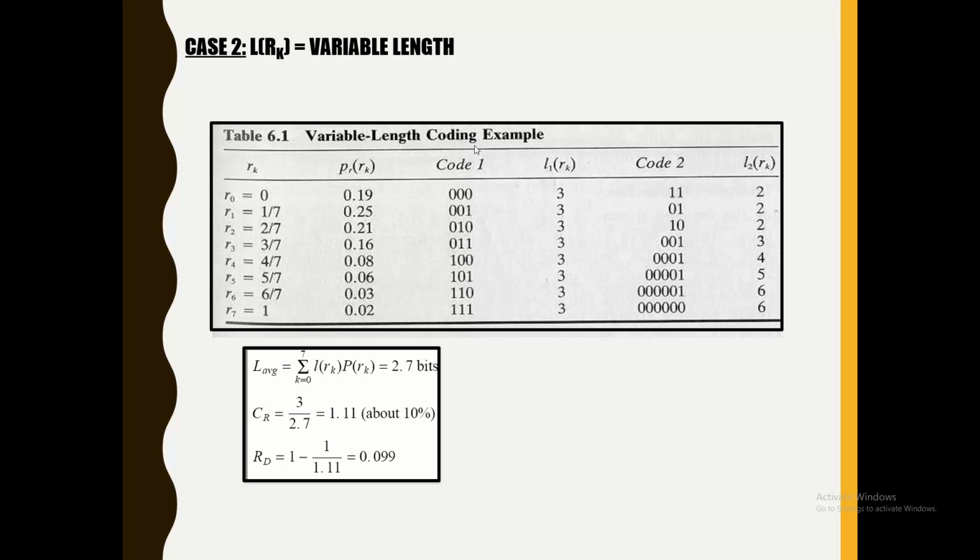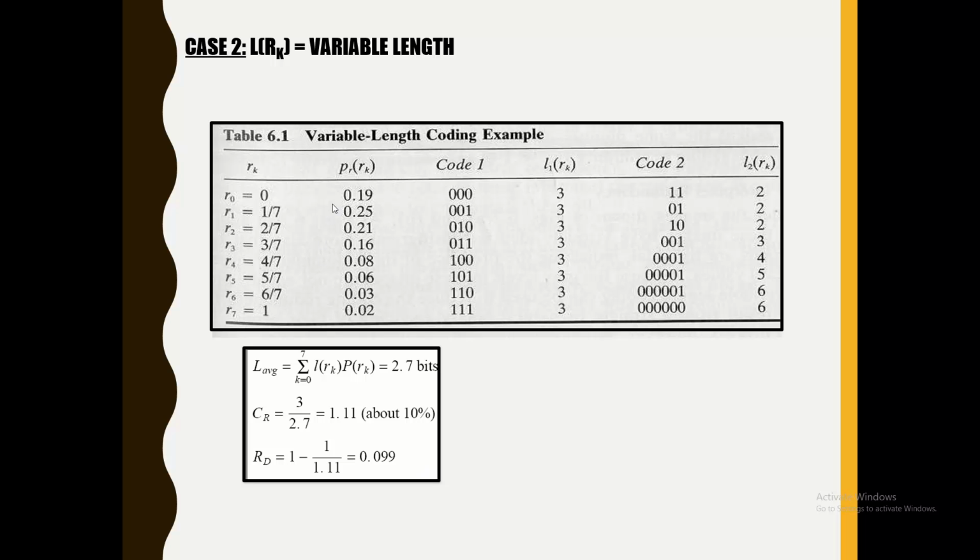In this case, with variable length coding, for the first 3 gray levels we are using a code word length of 2 bits. For the next one I am using a code word length of 3, for the next 4 bits, the next 5 bits, and for the last 2, 6 bits. So the average length is 2.7 bits. The compression ratio comes out to be 1.11, that is about 10%, and RD is equal to 0.099. So 10% of the data set is redundant.